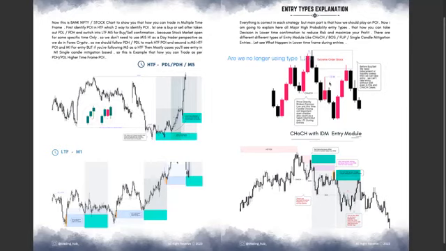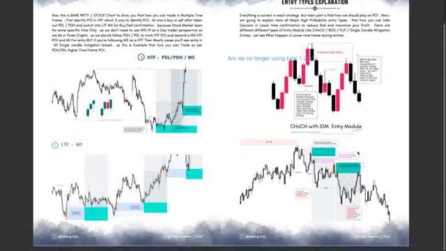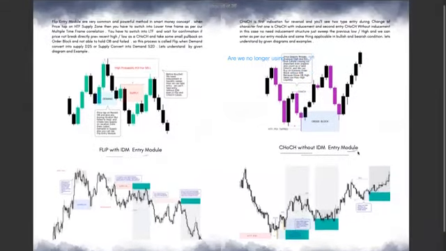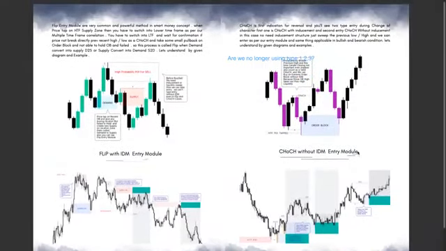This is an entry type explanation, chalk entry with IDM, and you can sell like this. Are we no longer using type one, two, three? Yes, we can use one, two, three types of entry. Same thing is here. Chalk without inducement, that is how you can trade. If the market sweeps the structure, then we don't need to wait for taking out the inducement, right? Like this one, which I explained here.